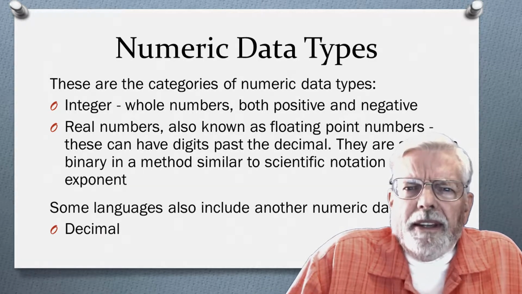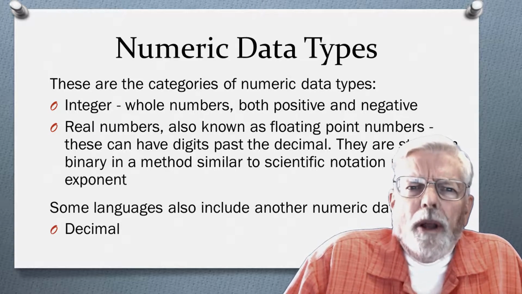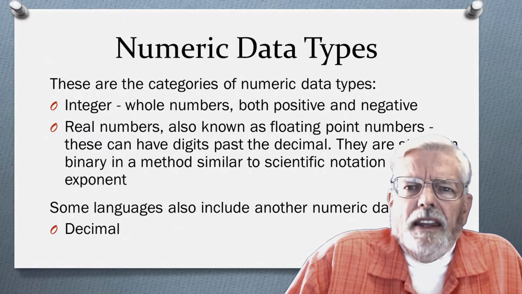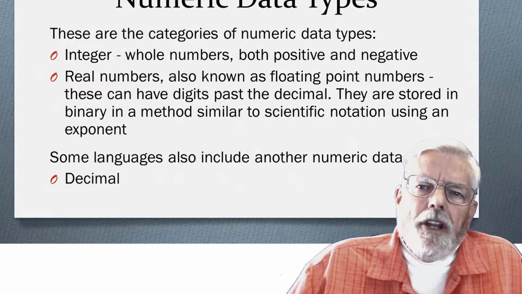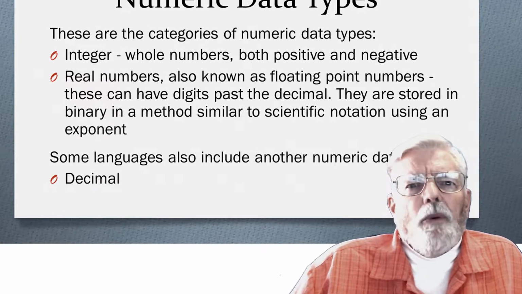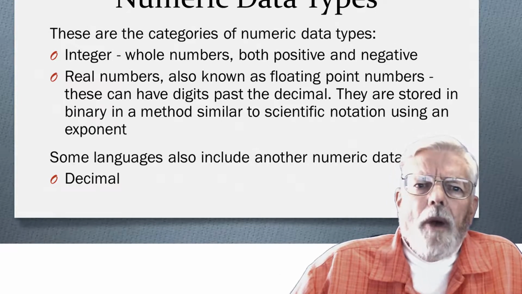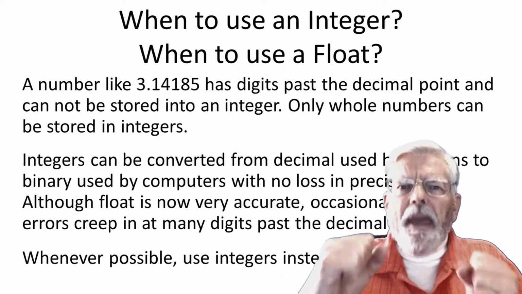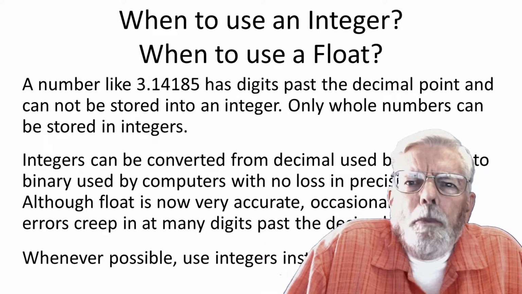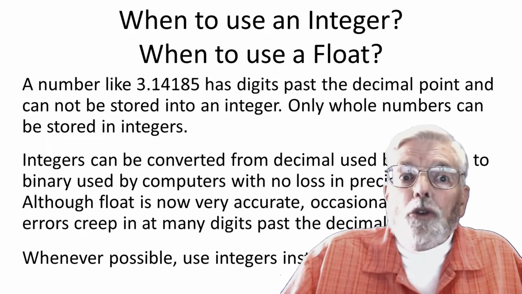Back to the numeric data types. Integers can only hold whole numbers, both positive and negative. The words real and floating point can be used interchangeably. Some programming languages call floating point numbers real, while others use some form of floating point. Here is a big question. When creating numeric variables, should an integer or a float be used?